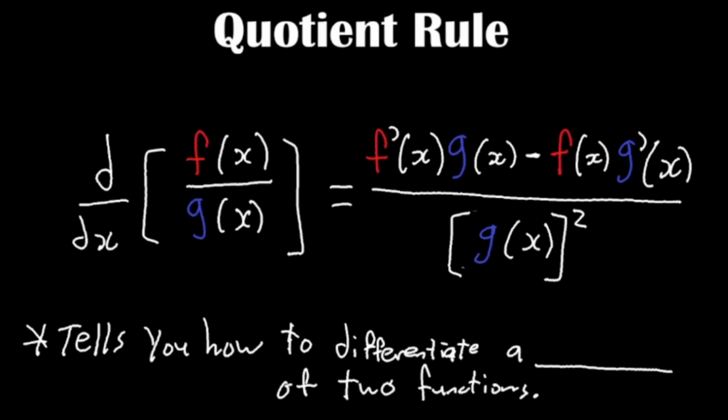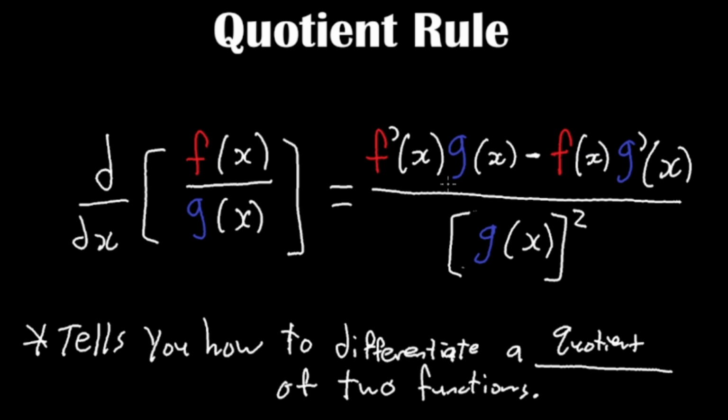Alright, so we just learned how to differentiate a product. But what about kind of the opposite? What if we want to differentiate a quotient? So the quotient rule, it's kind of in the name, so it's pretty obvious. It tells you how to differentiate a quotient of two functions. So it tells you the derivative of f over g.